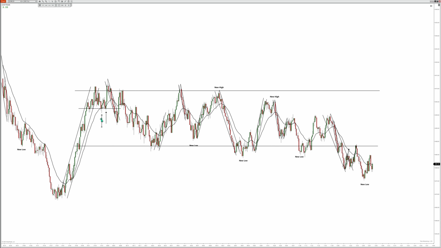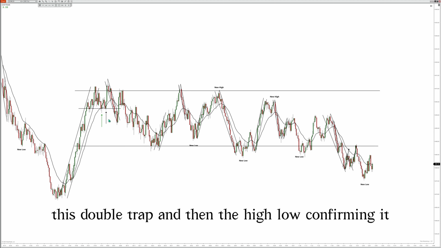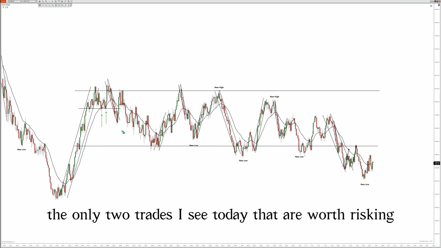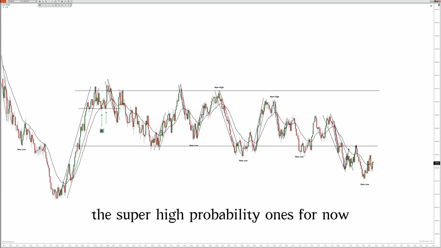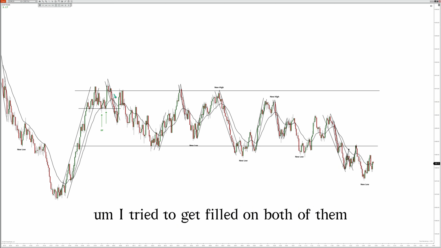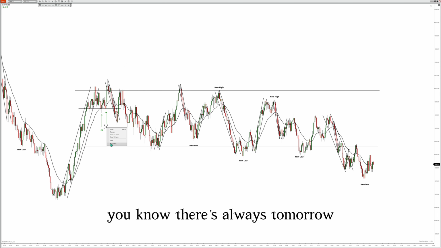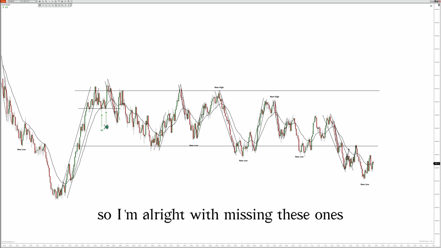But we have this double trap and then the higher low confirming it. Really the only 2 trades I see today that are worth risking. There were a few others, but I'm really only marking the super high probability ones for now. Really good trades here though. I tried to get filled on both of them. Unfortunately, I did not get filled, so it's just a part of the game. There's always tomorrow. Can't come into the market expecting to take trades, so I'm all right with missing these ones.